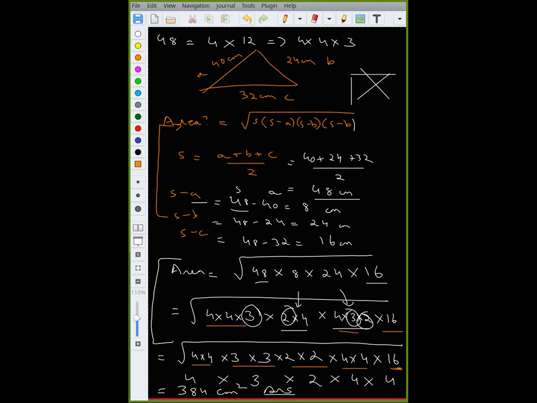Right, so what is our area? Our area is 384 centimeters squared. Please remember to write down the units. If you don't write down the units, you lose marks.